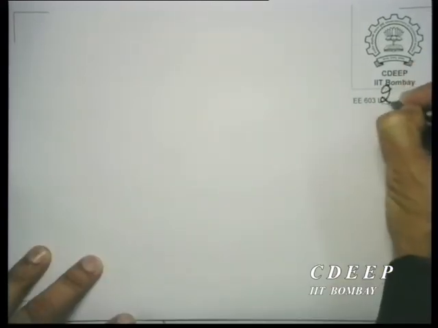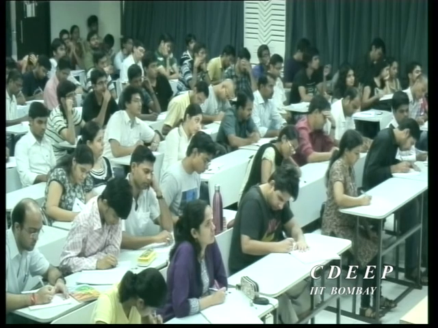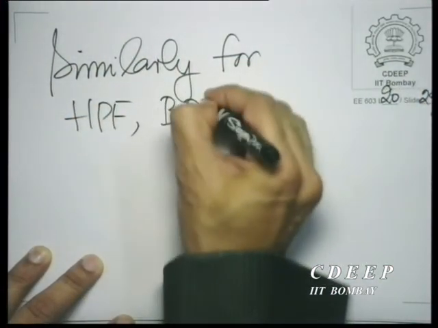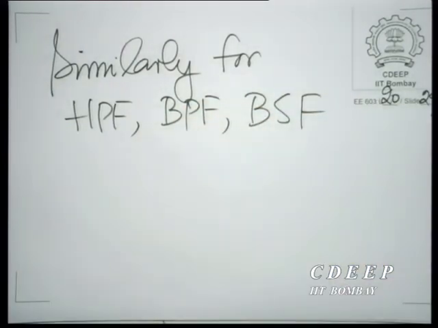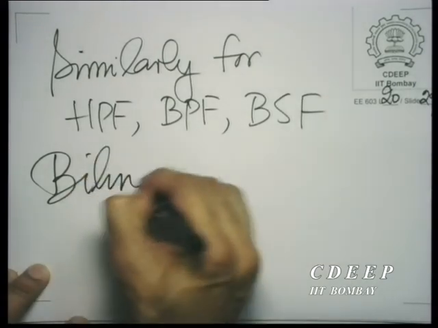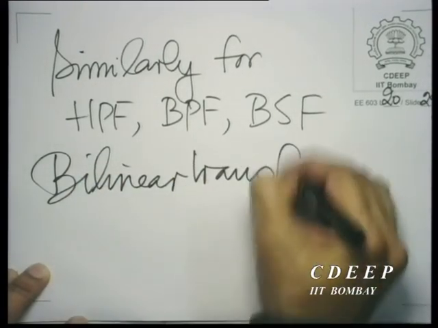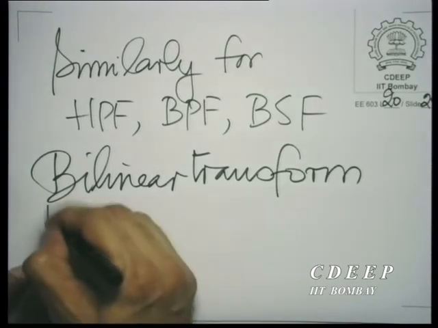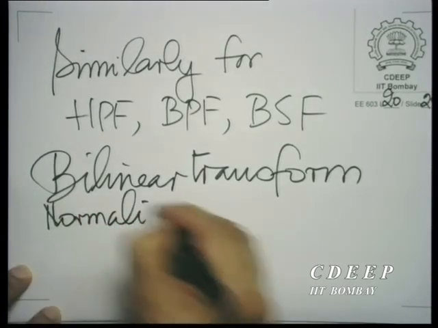Is that right? Now, once we have the normalized specifications, the next step. So, remember, this can be similarly done for band pass, similarly for high pass filter, band stop filter. You can go to a set of normalized specifications. And the next thing to do is to use the bilinear transform. The bilinear transform will take you from the normalized discrete specifications to analog specifications.